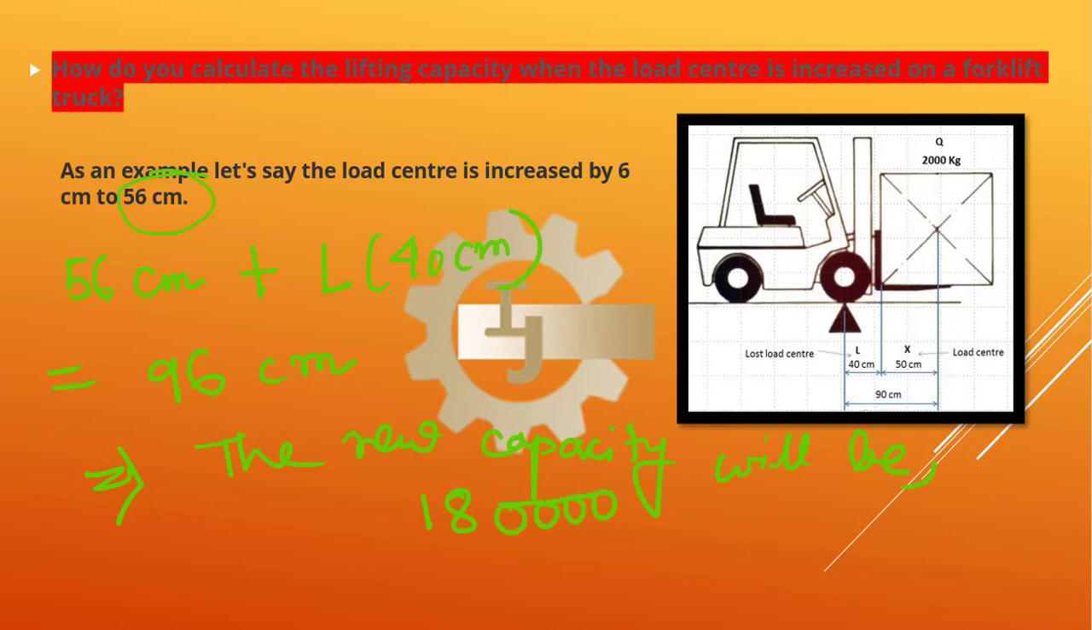180000, that is our previous capacity, divided by 96. So the unit was kg centimeter divided by centimeter, so we cancel the centimeter and centimeter. So the new capacity is 1875 kg. So here in place of 50, we have written 56. So here the new distance is 96 centimeter, and we divide our previous capacity, that is 180000, by 96. We got our answer, that is 1875 kg.